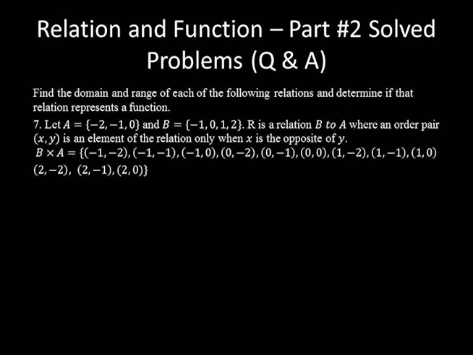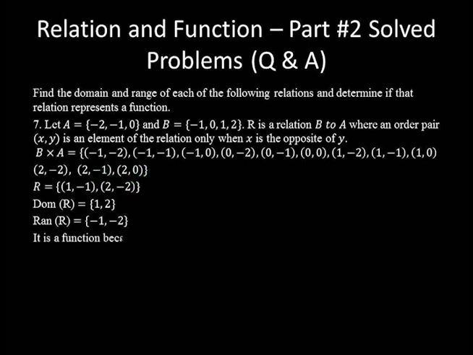From the exhaustive list of a relation from B to A, we have to pick those ordered pairs having opposite input and output values. We have only two ordered pairs that fulfill this requirement, (1, -1) and (2, -2). Domain of the relation equals the set containing 1 and 2. Range of the relation equals the set containing -1 and -2. This relation is a function because each input has only one output.